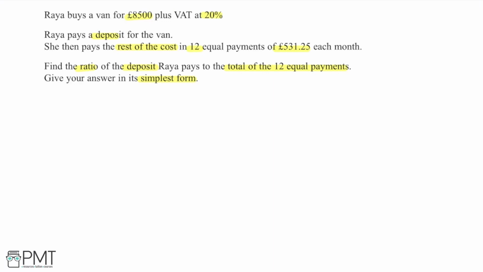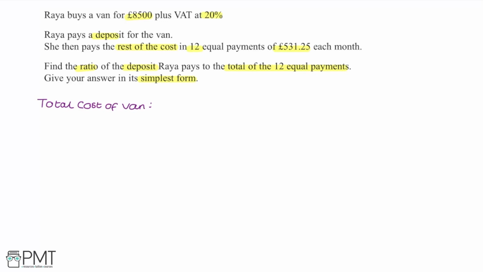So it's a lot of information to take in here, but if I go back to the start of the question, we're told that she buys a van for £8,500 plus this VAT at 20%. Now, if we're working with the total cost of the van, it's going to be a good place to start to work out this total cost, including the VAT. So if I go to work out this total cost of the van, I need to find what £8,500 is plus this 20% VAT.